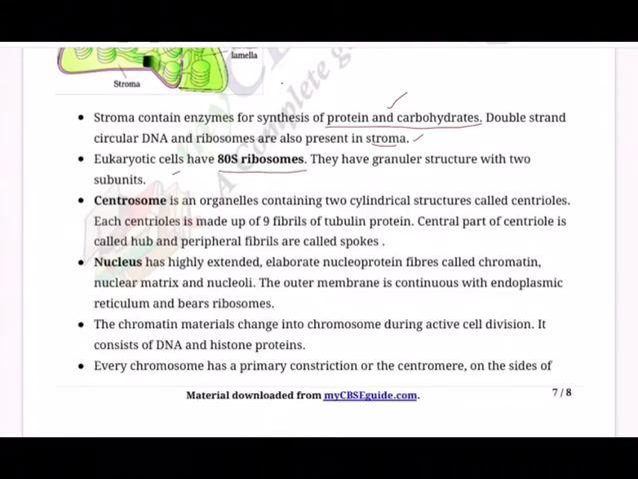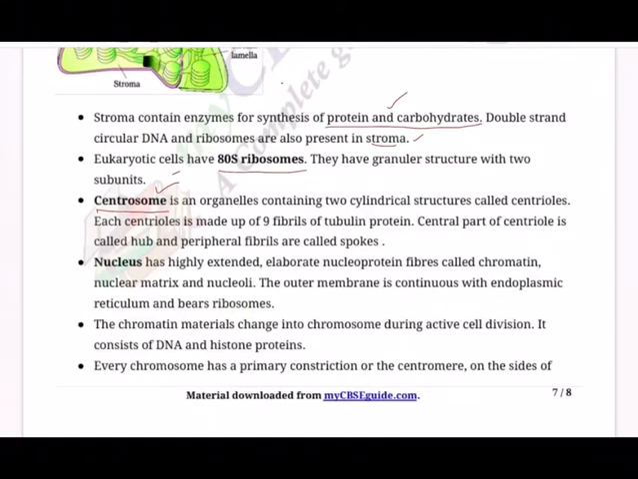As we are all familiar, we are into the revision mode. We are revising chapter number 8, cell structure and functions. In our previous session, we were discussing the all-important cell organelles, that is the powerhouse of the cell, mitochondria, and the kitchen of the cell, chloroplast or plastids in general. Now, in this session, we are going to talk about another important structure called centrosome.